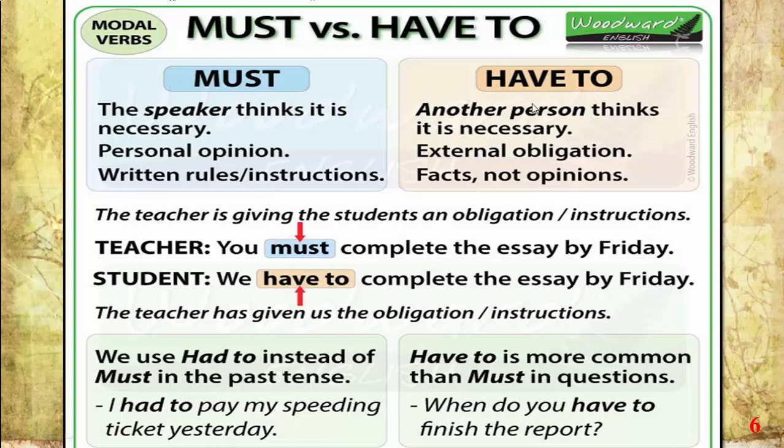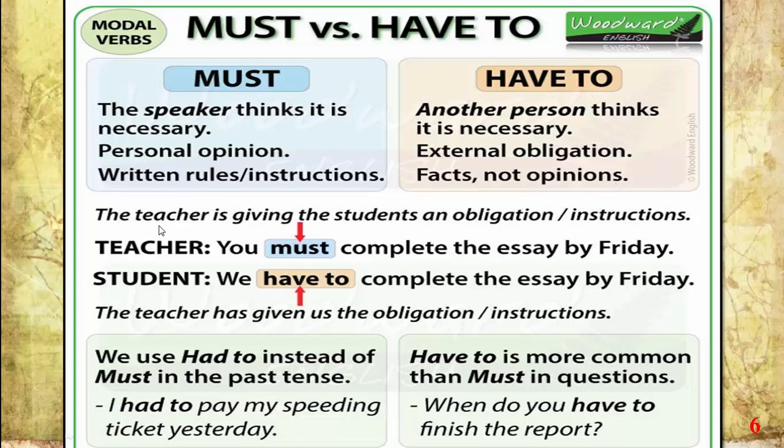So look at have to. Another person thinks it is necessary គឺជាគំនិតរបស់អ្នកដទៃគិតថានៅពេលដែលយើងធ្វើរឿងនោះគឺសំខាន់. External obligation គឺជារឿងកាតព្វកិច្ចមែនប៉ុន្តែមិនជាកាតព្វកិច្ចផ្ទាល់ខ្លួនទេគឺជាកាតព្វកិច្ចនៅពេលដែលយើងត្រូវទៅកន្លែងណាមួយយើងត្រូវធ្វើរឿងហ្នឹង. Facts not opinions គឺជាអ្វីដែលជាការពិតមិនមែនជាគំនិតរបស់ខ្លួនឯង.